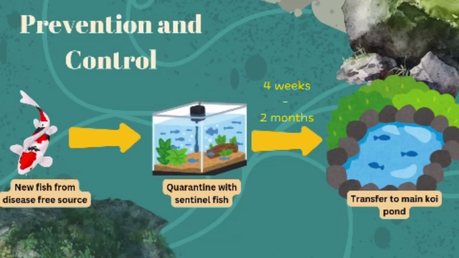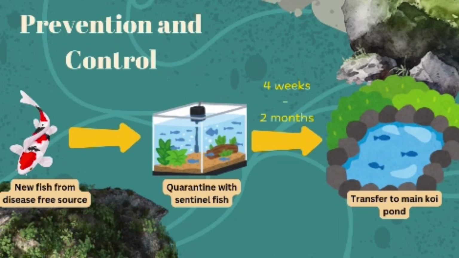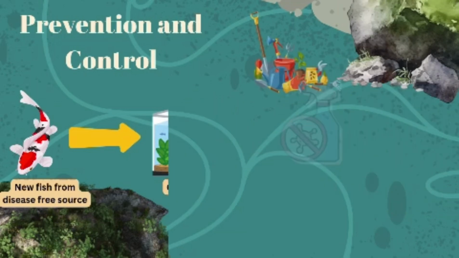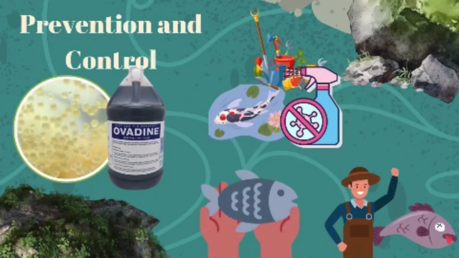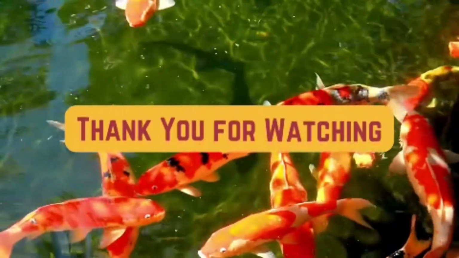So first, for introduction of new fish, it must be from a disease-free source and quarantined with sentinel fish for about 4 weeks to 2 months. After that, when no clinical signs are present, it can be transferred to the main koi ponds and no infection occurs. The eggs can be disinfected using Ovidine, and the farm equipment can also be disinfected before and after use. Fish handling must be minimal to reduce stress, and carcasses need to be disposed of properly. So that's all.